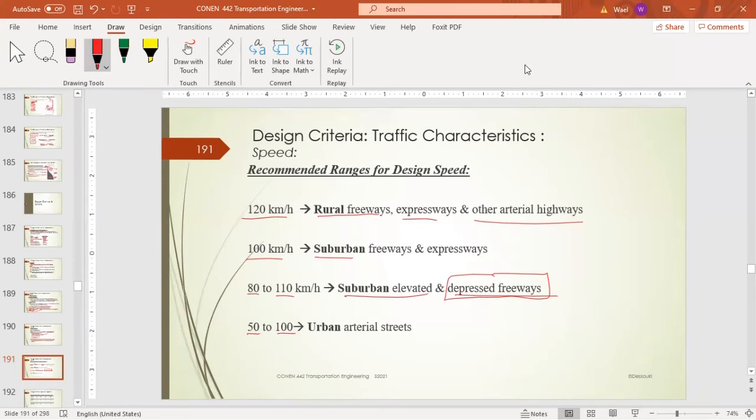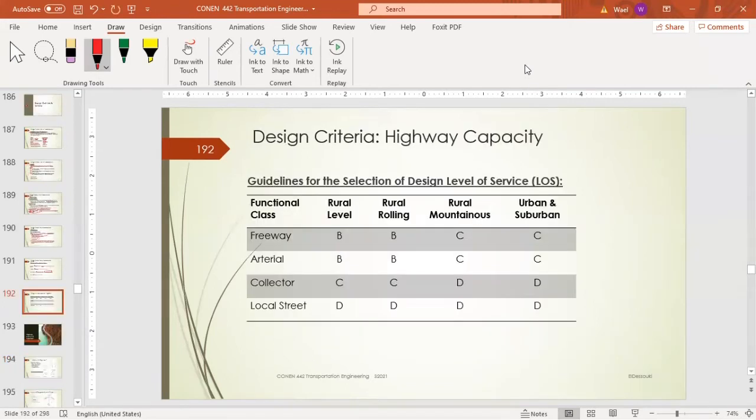There is another design criterion also, which is the level of service. So the guidelines for selection of design level of service, for a freeway on a rural level, it's B, depending on the topography of the terrain: level terrain, rolling terrain, mountainous, urban and suburban.